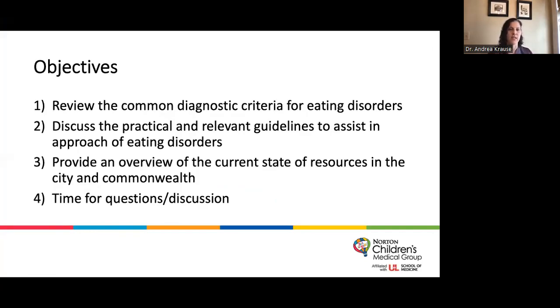And here are our objectives. Today, we're going to review the common diagnostic criteria for eating disorders. We're going to discuss very practical and relevant guidelines to assist in the approach to eating disorders, and definitely practical is my theme here. I'm going to provide an overview of the current state of resources that we have in Kentucky. And then there should be a decent amount of time for some questions or discussion towards the end as well. I made sure to include some time for that.